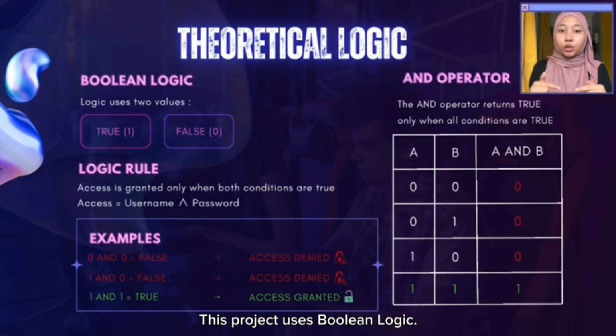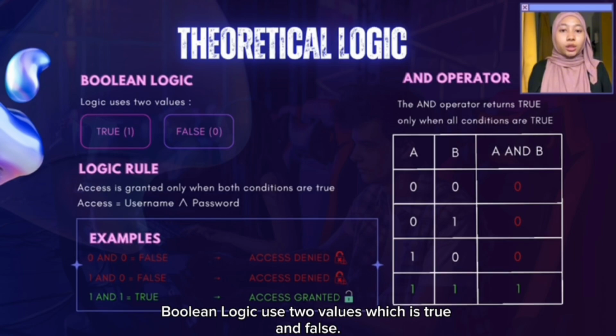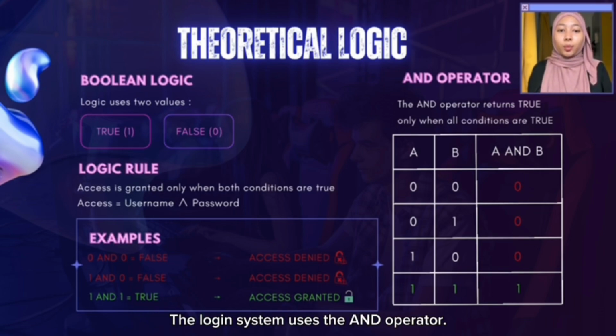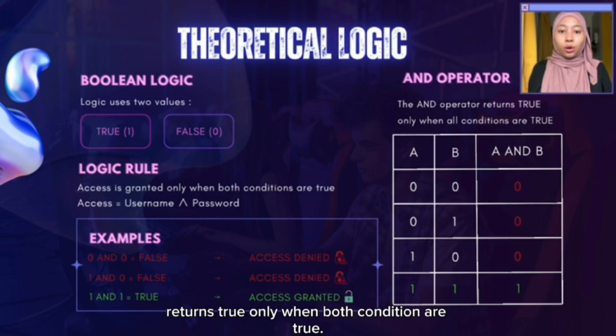This project uses Boolean logic. Boolean logic uses two values, which are true and false. True is represented by 1 and false is represented by 0. The login system uses the AND operator. The AND operator returns true only when both conditions are true.